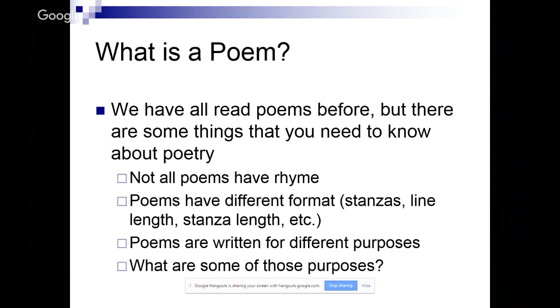Poems are written for different purposes. They can be love poems. They can be poems to commemorate an event. They can be a poem that expresses thoughts on something abstract, like an idea or a concept. They can be to a person. They can be about a thing. They can create something that's completely metaphorical. So those are some of those purposes of poetry.